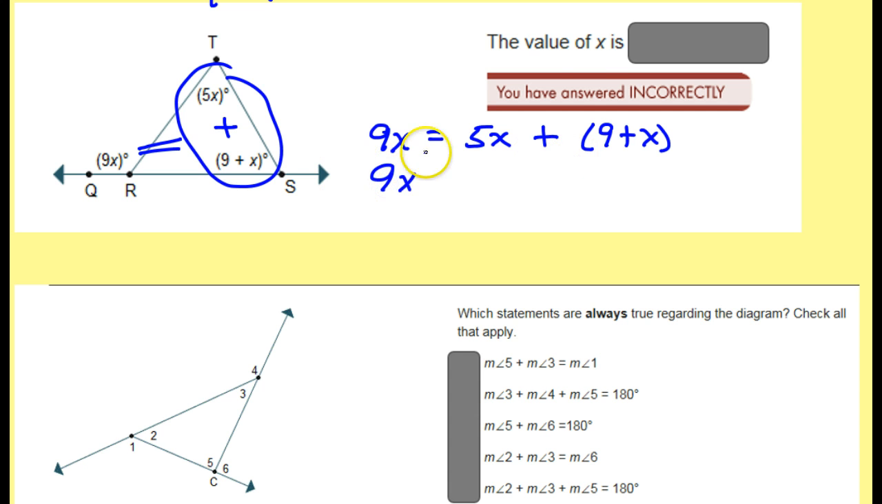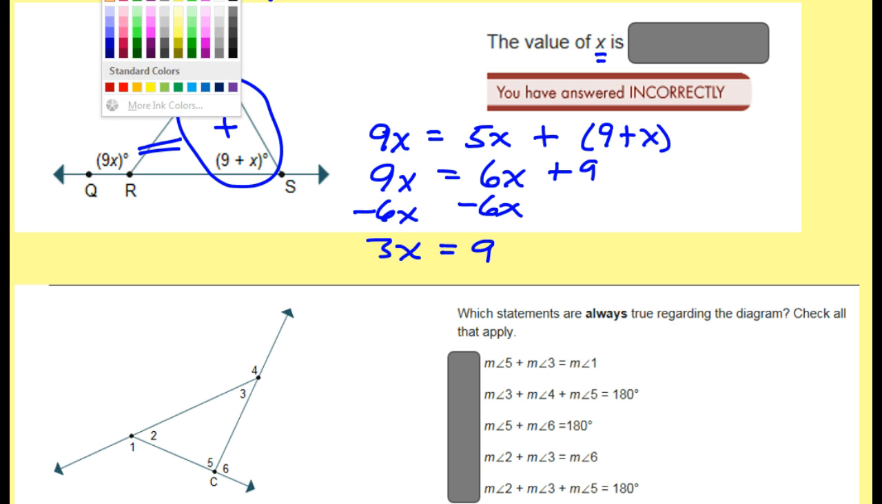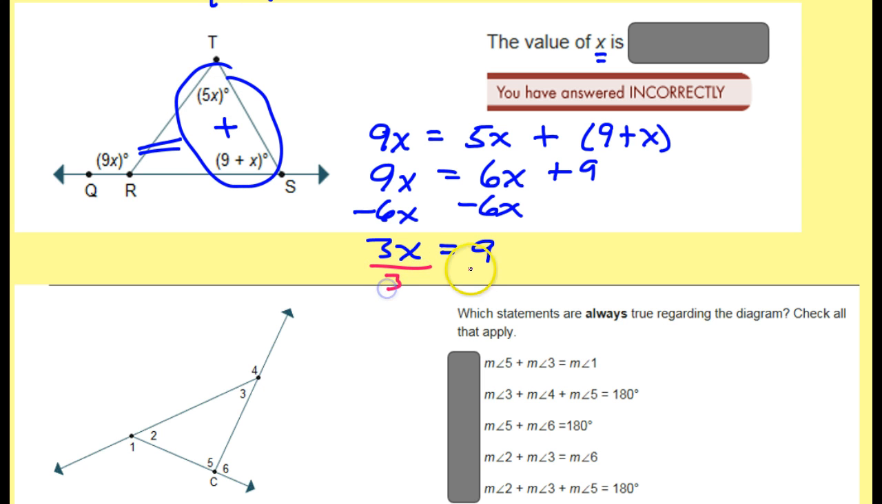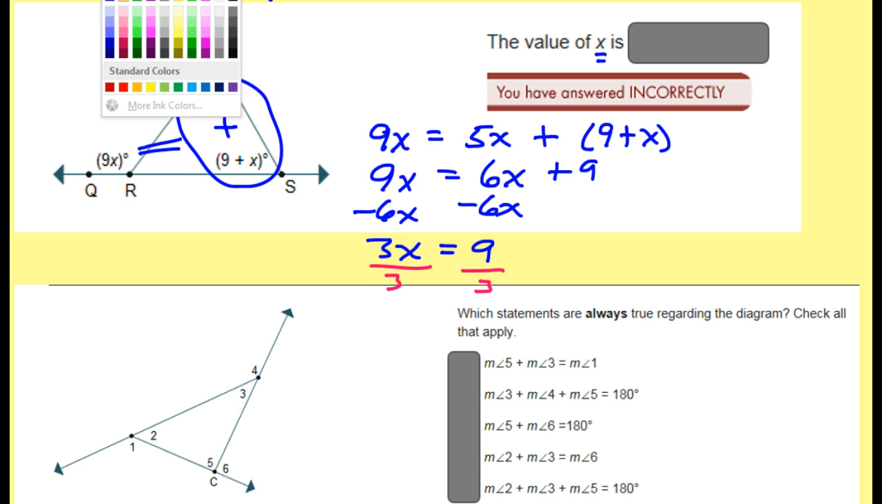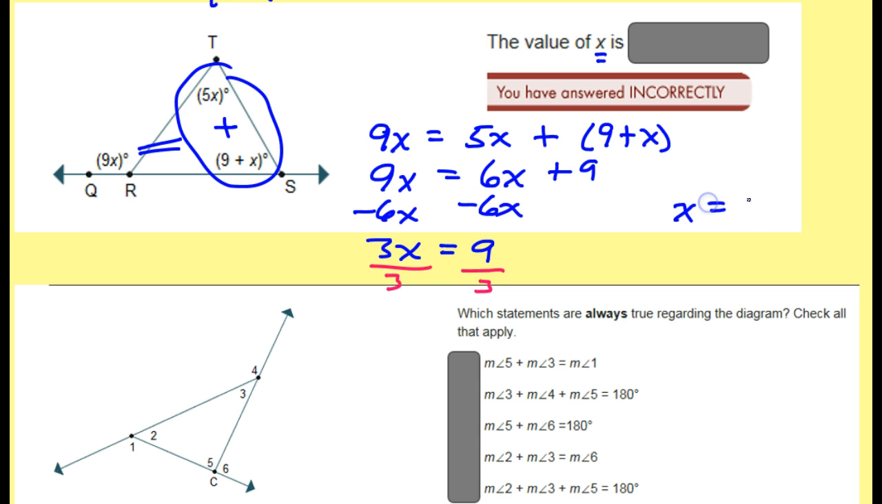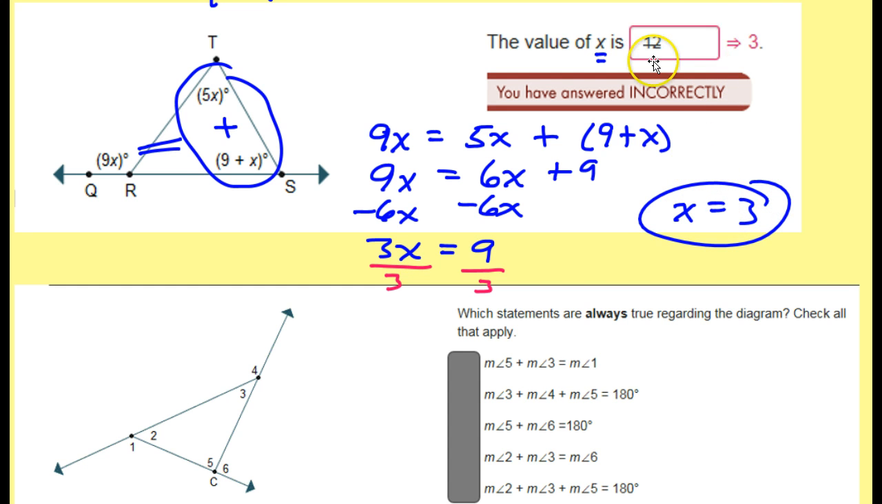Okay, so it's just a matter of solving this equation for x. So 5x plus x is 6x, just combining like terms, and then you've got the 9. Subtracting 6x from both sides leaves you with 3x is equal to 9. Dividing both sides by 3 leaves you with x is equal to 3. So that should be the answer to the question. Boom, there you go, 3.